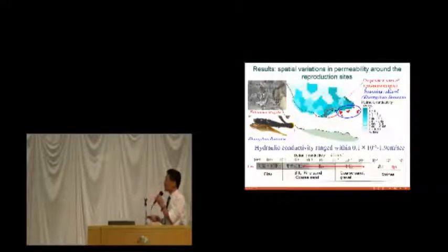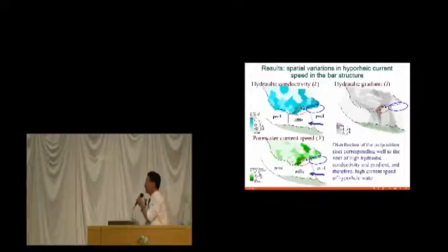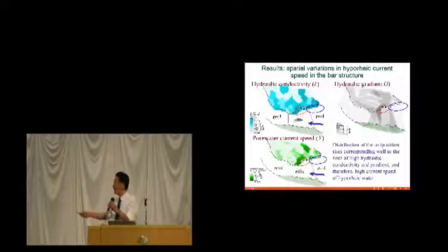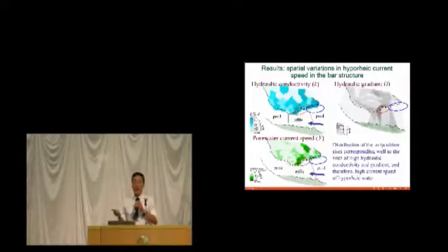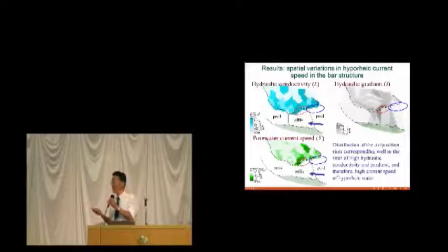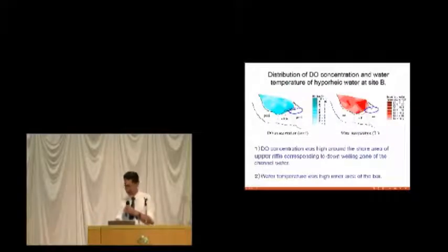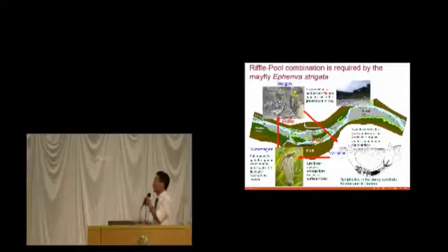And as a result, the current speed of the pore water is very high at this portion. And this is related to the high DO concentration of the interstitial waters. It means the eggs laid in this area can receive a high concentration of dissolved oxygen, and as a result, the survival ratio of these animals will be very high.